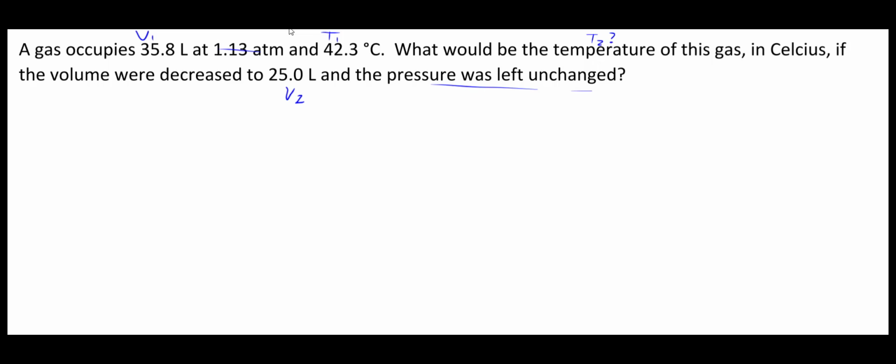Now, the first problem we have to deal with is that the temperature is not in the right set of units. So we need to get it to the right set of units. If you'll recall, the temperature in Kelvin is equal to the temperature in Celsius plus 273. So we have here 42.3 plus 273.